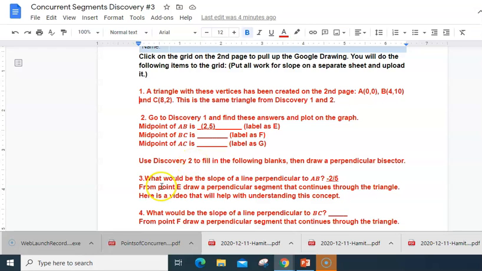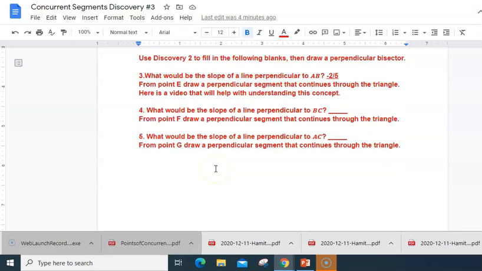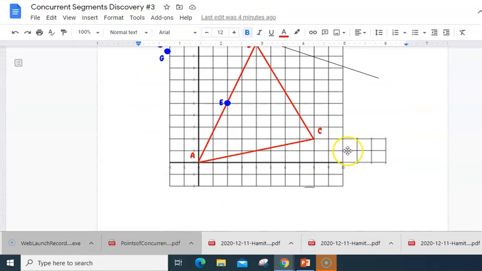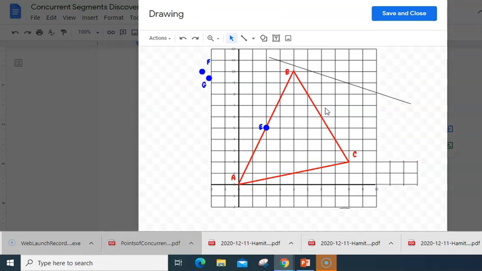Then this says from point E, so from this point, draw a perpendicular segment that continues through the triangle. So we know this slope would be perpendicular to the side that we're coming from on the triangle. So I'm going to come down here and click on this. Here would be point E.